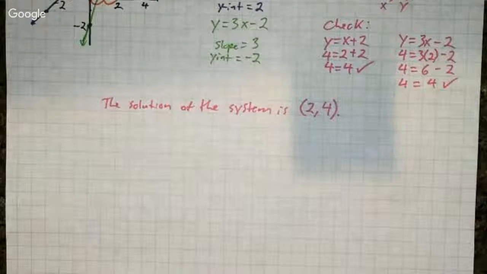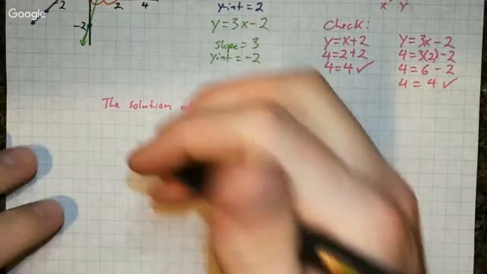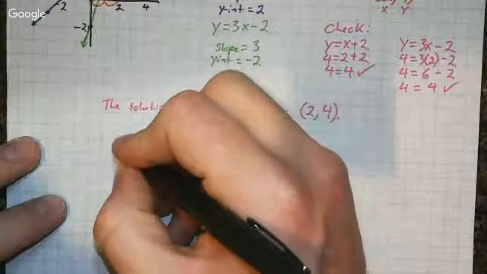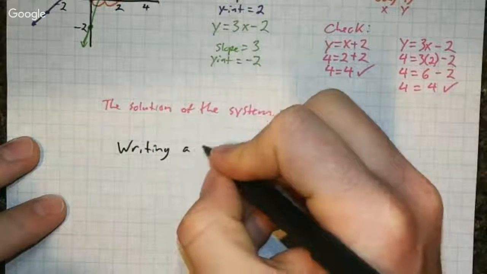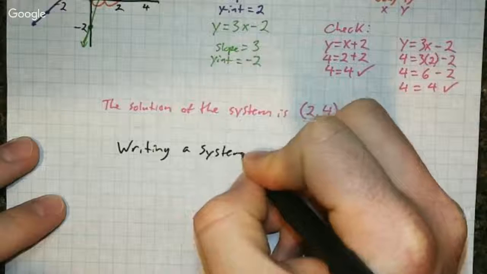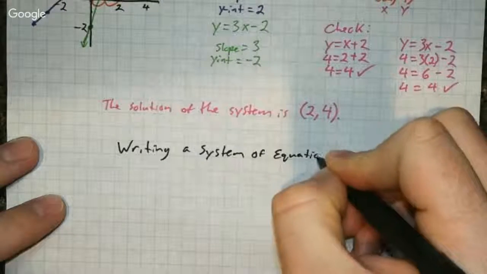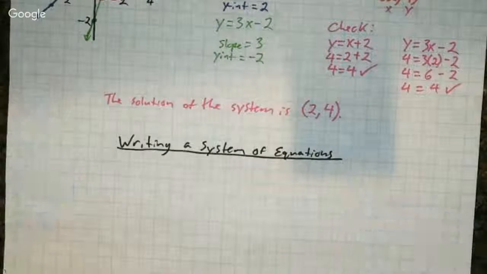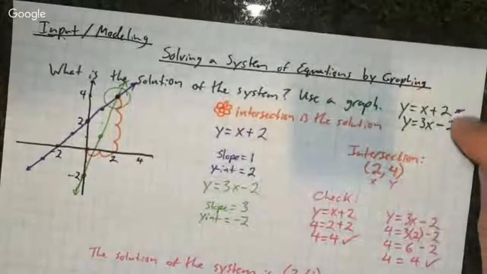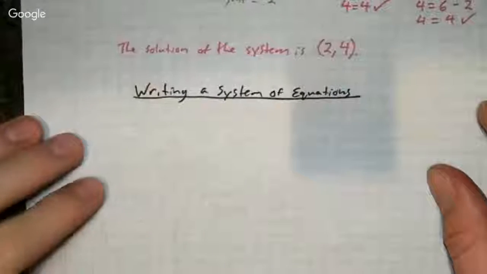Okay, I'm going to move on to our second one. And our second bit is going to be writing a system of equations. So we solved a system, but how do we get to this point? Why is this important to know? How do we use it?